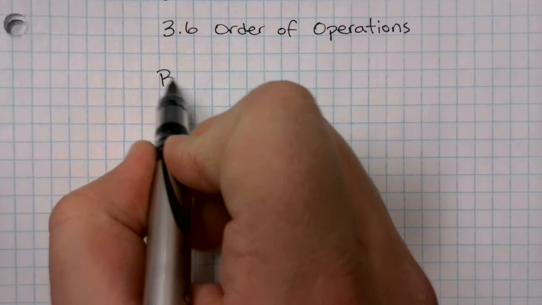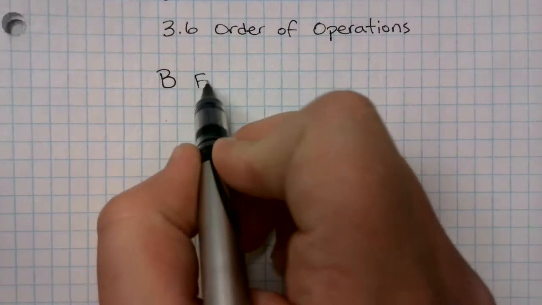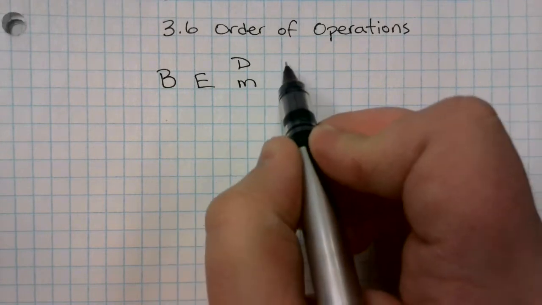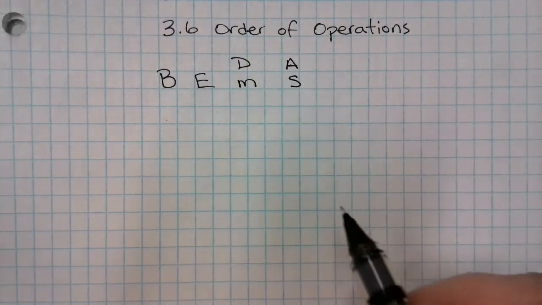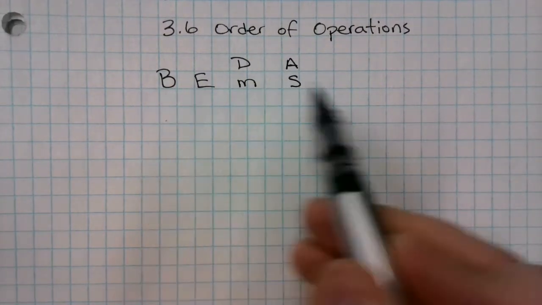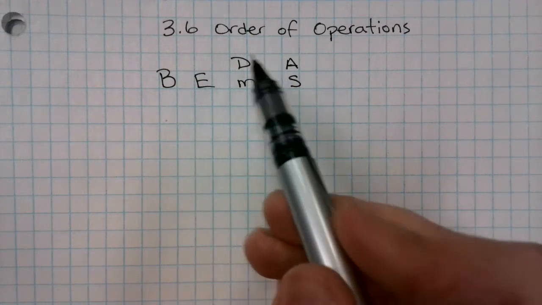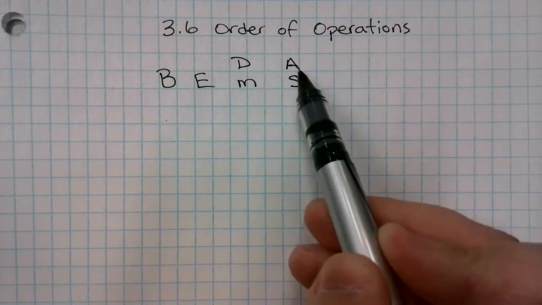BEDMAS stands for brackets, exponents, division, multiplication, addition, and subtraction. And this is the order from left to right that we should be doing these operations. You'll notice that I stacked the D and the M and the A and the S.